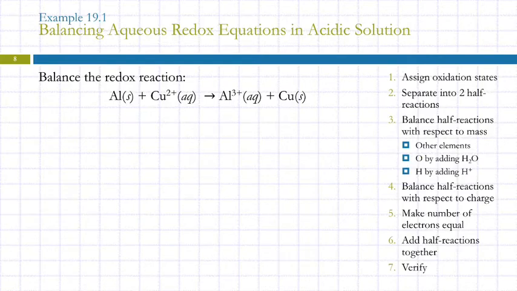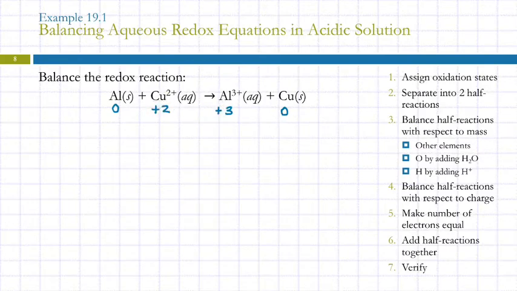So assigning oxidation states, so aluminum is going to be 0, and the copper here is +2, and the aluminum here is +3, and this copper is 0. The oxidation state corresponds to the charge on these ions, right? So we see that the oxidation is the aluminum being oxidized to Al3+, copper is being reduced.